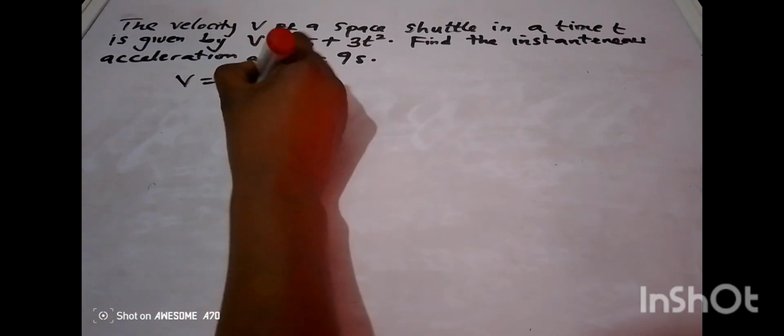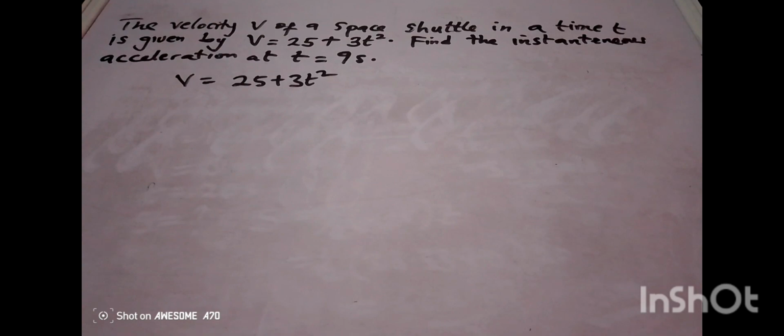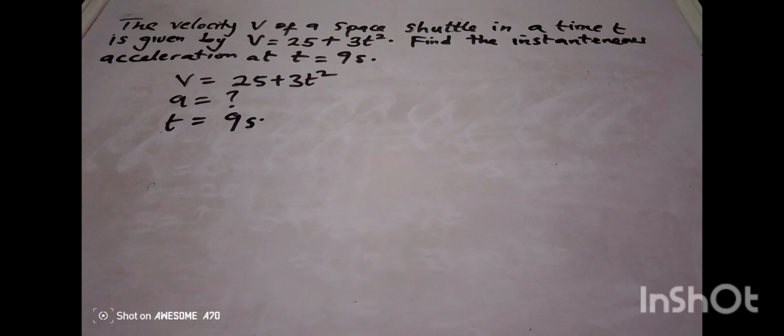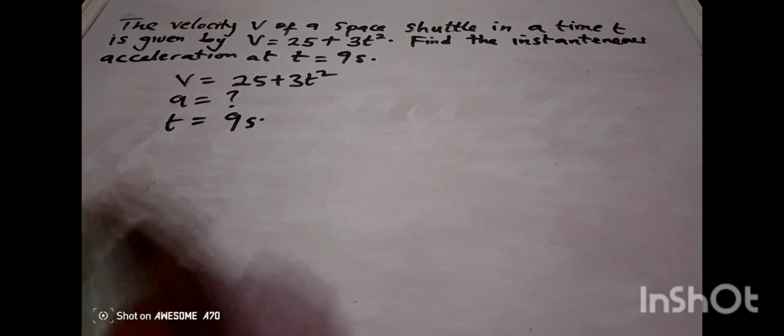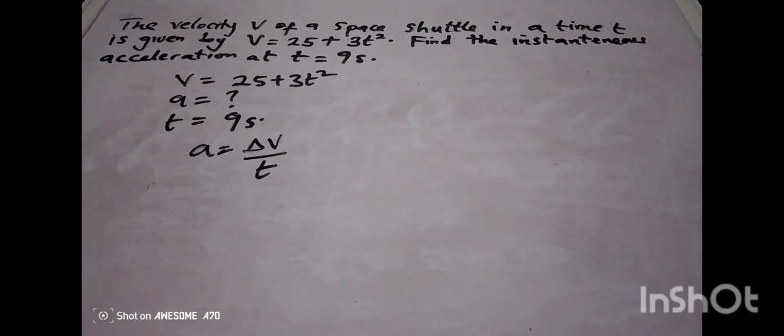Alright, if we look at this, let's take our parameters. We are given v, and v is 25 plus 3t squared. Then we are told to find acceleration. Acceleration is unknown, and then we are given our t, which is 9 seconds. Now, how do we find acceleration? Remember that acceleration is change in velocity over time.